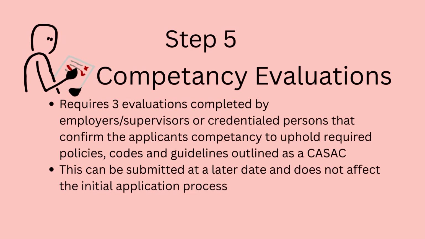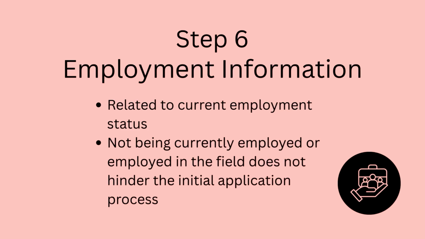Step 5, competency evaluations. You'll eventually need up to 3 competency evaluations completed by supervisors or employers who can speak to your professional abilities. If you don't have these yet, you can submit them later, and this will not affect the initial application process. Step 6, employment information. Here, you'll provide details about your current employment and if you're working in the field already. If you're not employed or working in the field right now, that's okay. You can return to this later, and this will not affect the initial application process.